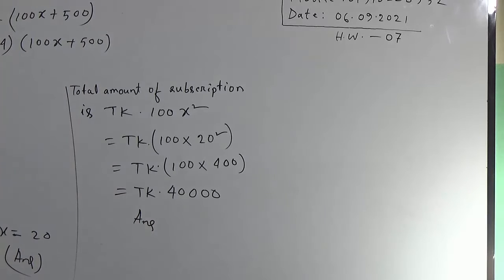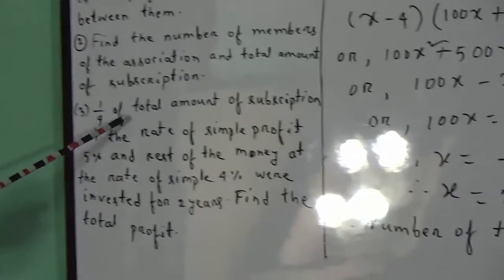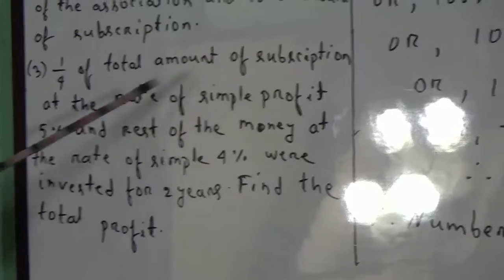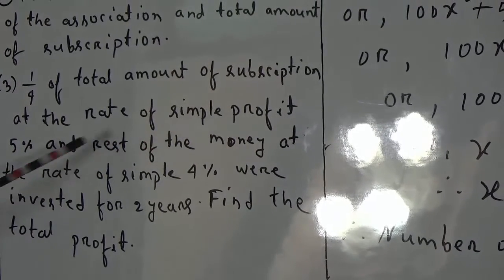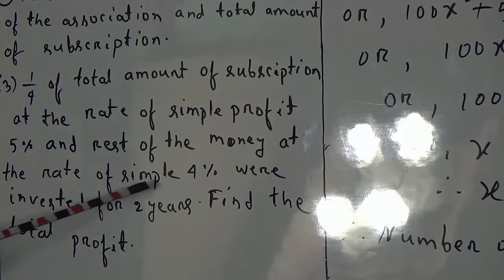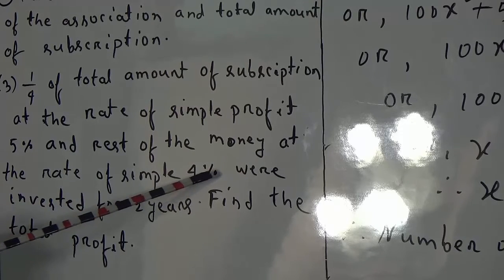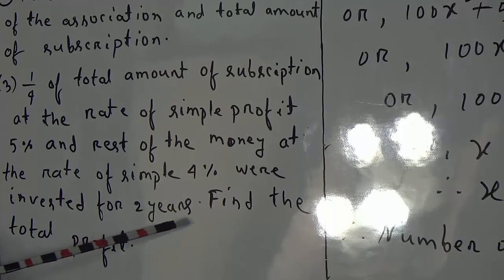Dear students, we have solved number 2. Now we will solve number 3. Number 3 question is: 1/4 of total amount of subscription at the rate of simple profit 5% and rest of the money at the rate of simple profit 4% are invested for 2 years. Find the total profit. Here total amount of subscription from 2 we have got. Total amount of subscription is TK 40,000.